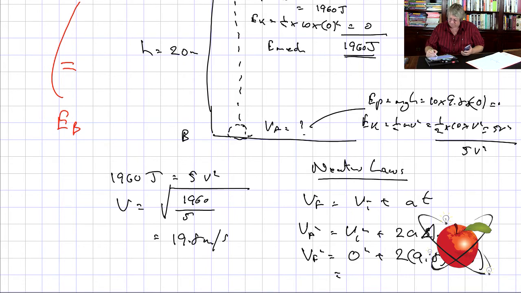We've got that V final is going to be equal to 2 times 9.8 times 20 equals that, and to the power of a half is going to be 19.8 meters per second, not squared, Kevin, just plain old seconds.